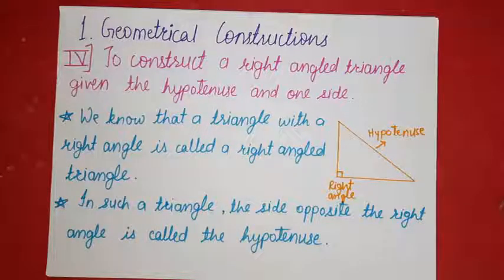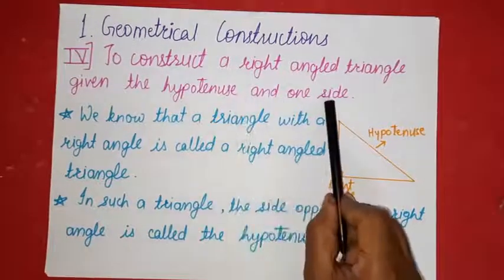In the previous videos, we have seen three types of constructions. Now, in today's video, we will see the fourth type of construction, that is, to construct a right angle triangle given the hypotenuse and one side.